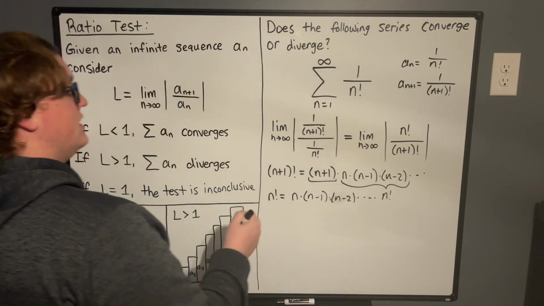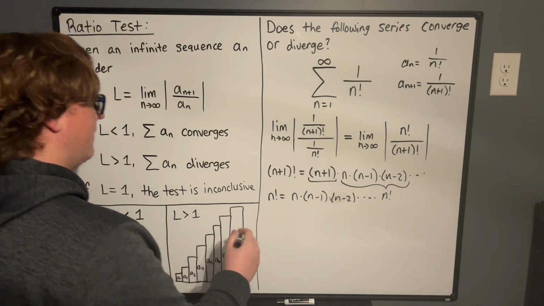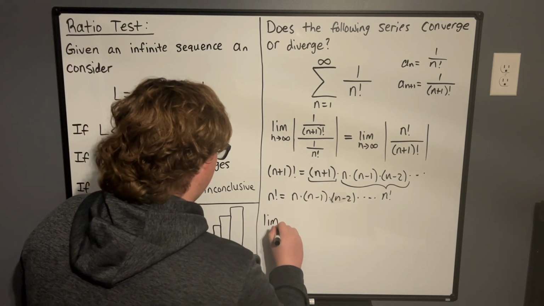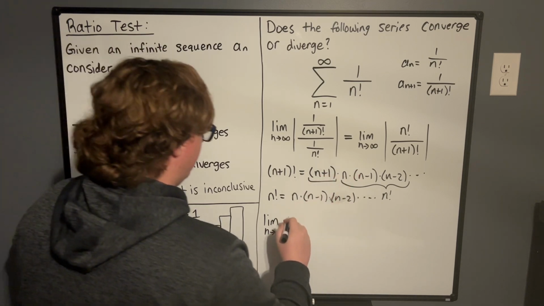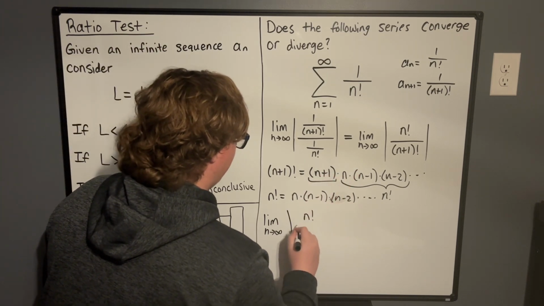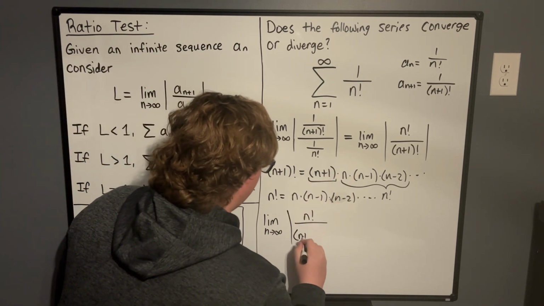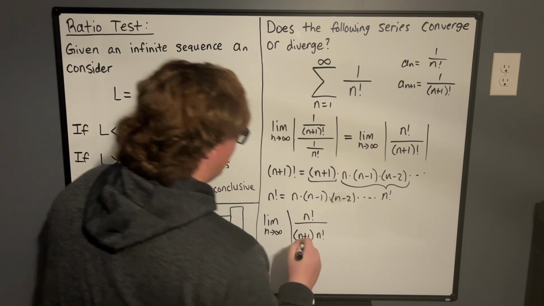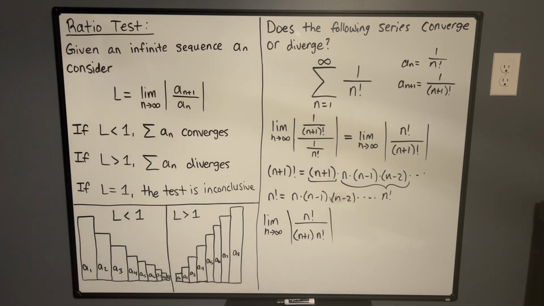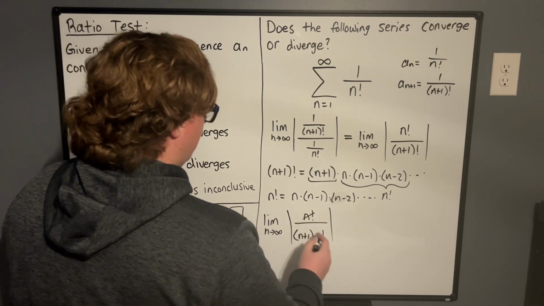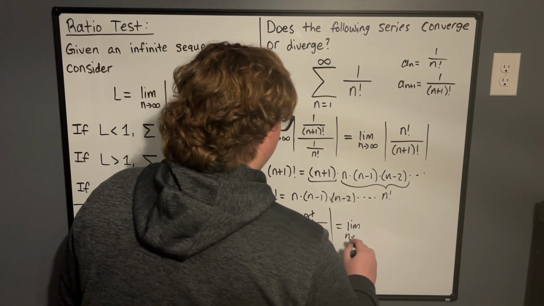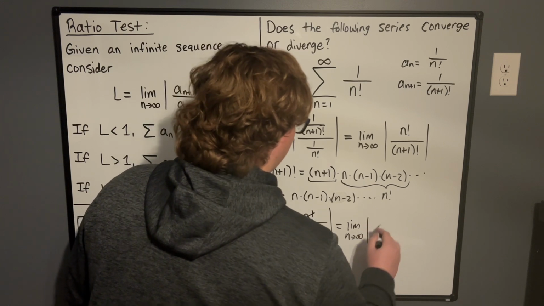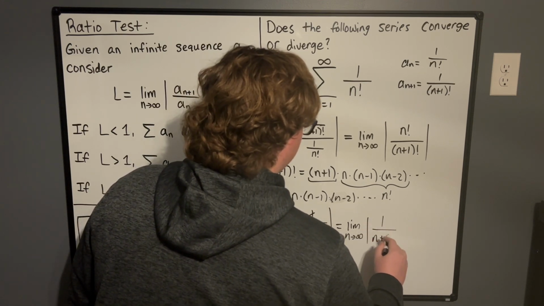So that means that whenever I want to rewrite this limit, I'll have the limit as n goes to infinity of, instead of the denominator being n plus 1 factorial, I'm going to write it as n plus 1 times n factorial. And now you can probably see what happens here. Those n factorials can cancel each other out, right? So I get the limit as n goes to infinity of the absolute value of 1 over n plus 1.